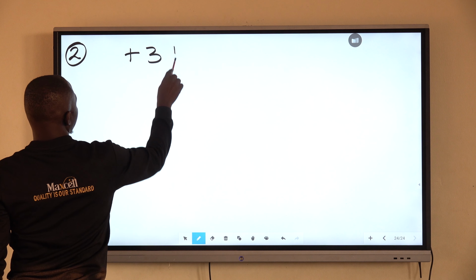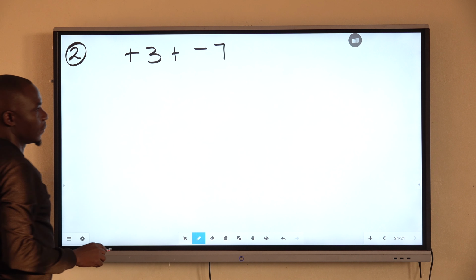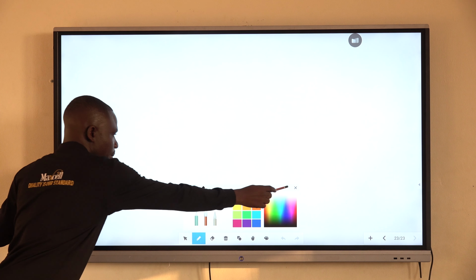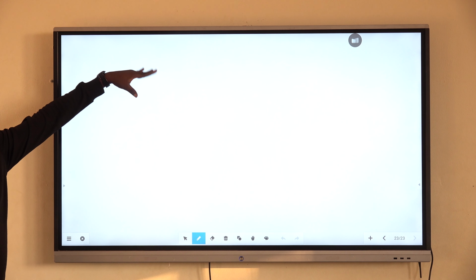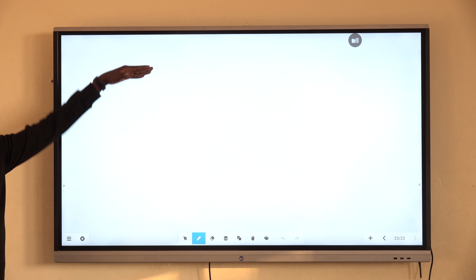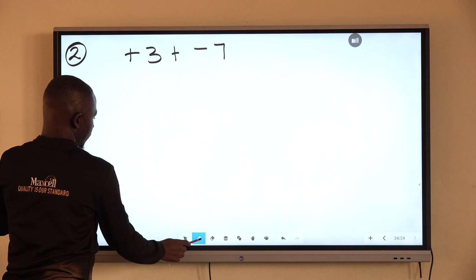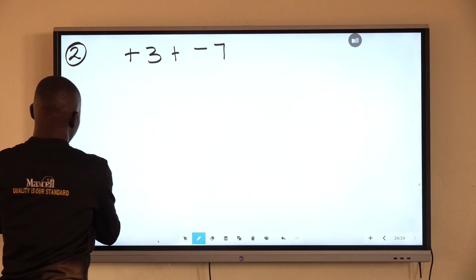positive 3 plus negative 7. Now, when you're drawing the number line, leave some space on top because there are going to be 2 arrows at the top and 1 arrow at the bottom. Let's add that using a number line.